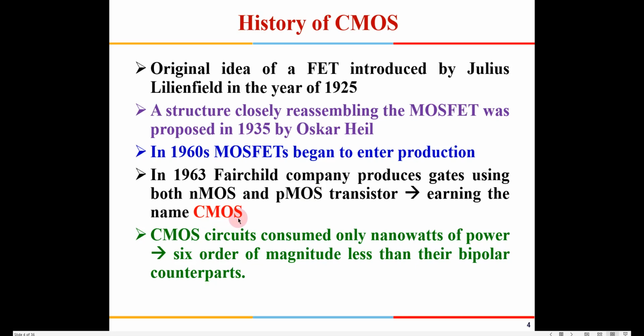Before 1963 you just had BJT, bipolar junction transistor based circuits and processors. The major drawback was power. While those circuits consumed power in the order of microwatts and above, the CMOS circuits consumed only nanowatts of power. So it was almost 3 orders of magnitude less power than the corresponding BJT circuit. That was a great advantage, and that is why there was this jump from BJT to CMOS.